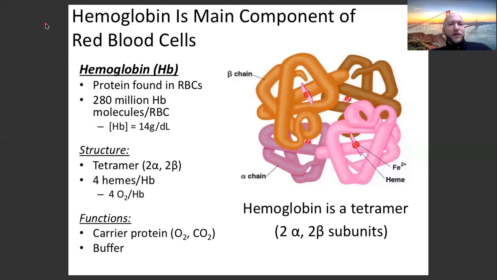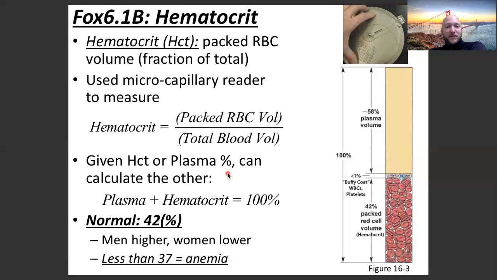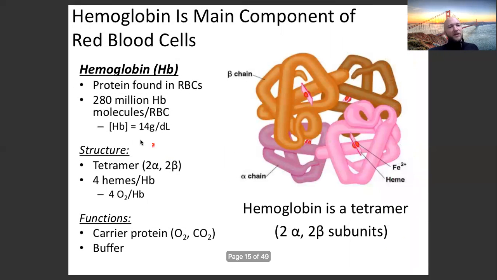All right, so let's talk about hemoglobin. Hemoglobin is the main component of red blood cells. Hemoglobin, Hb, is a protein found in red blood cells. There are 280 million hemoglobin molecules in a red blood cell. That's a lot. 280 million per red blood cell. Then we have about 5 million red blood cells per microliter of blood. There's a lot of hemoglobin in our bodies. It's usually around 14 grams per deciliter.